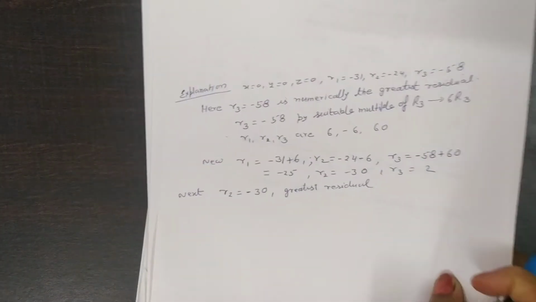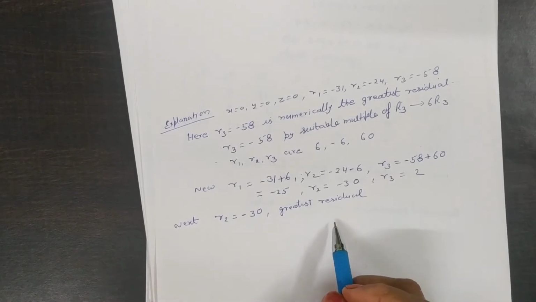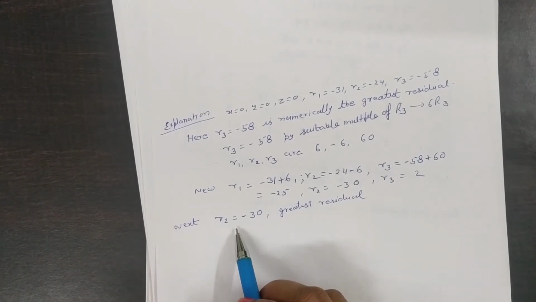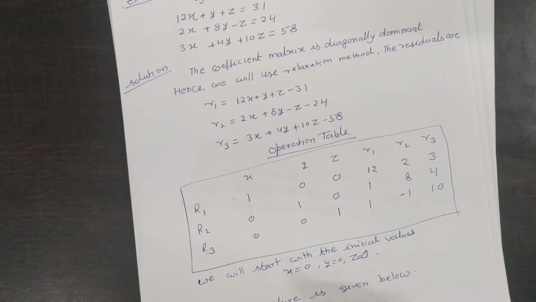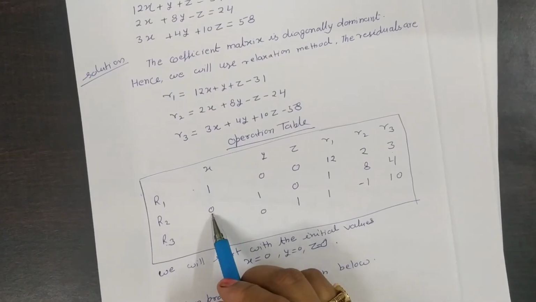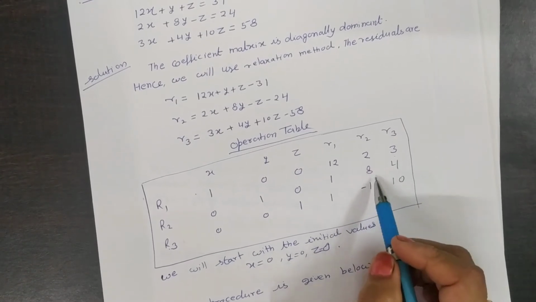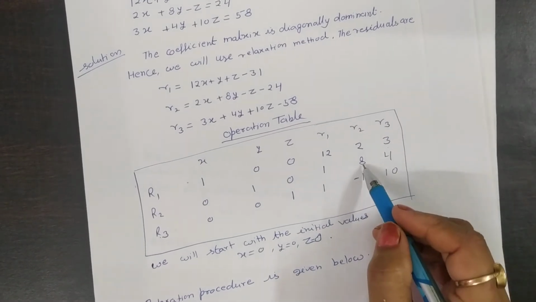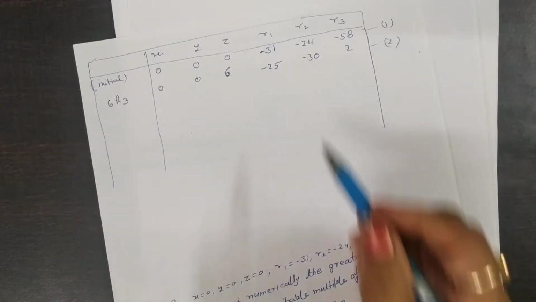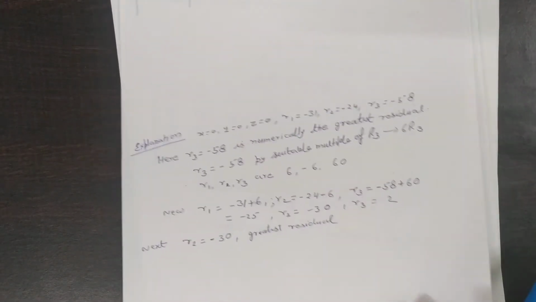So R2 is this one, minus 30, and you start from R2. In R2 you see the elements are 0, 1, 0, and here 1, 8 and 4. How do we multiply to get nearest to this? If you multiply R2 by 4, 8 becomes 32, which is near to minus 30.